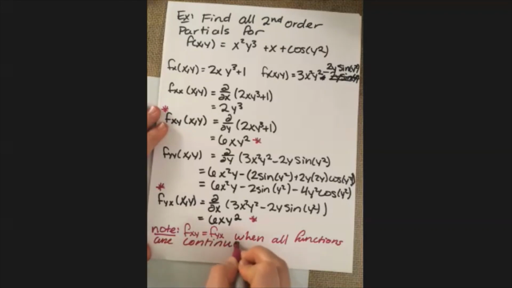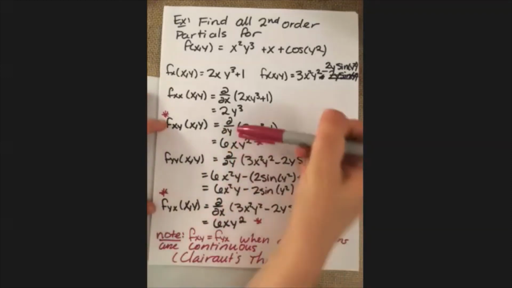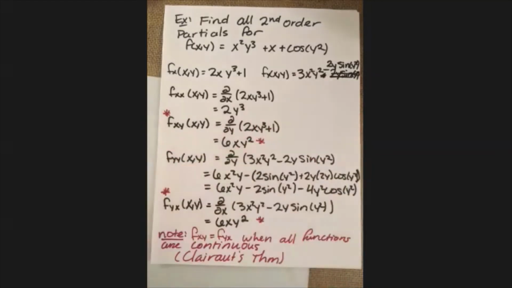And this actually has a name. It is called Clairaut's theorem. So really important there. Again, just the main idea is that it doesn't matter which order you take your partial derivatives in. You can do it with respect to y first, or with respect to x first. It doesn't matter. You'll get the same answer each time, so long as all of your functions are continuous.